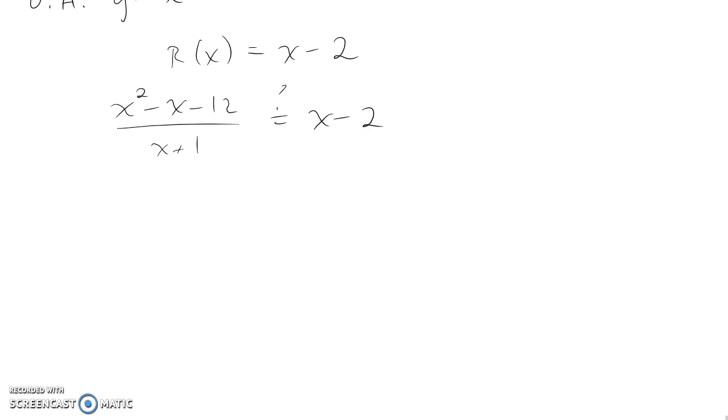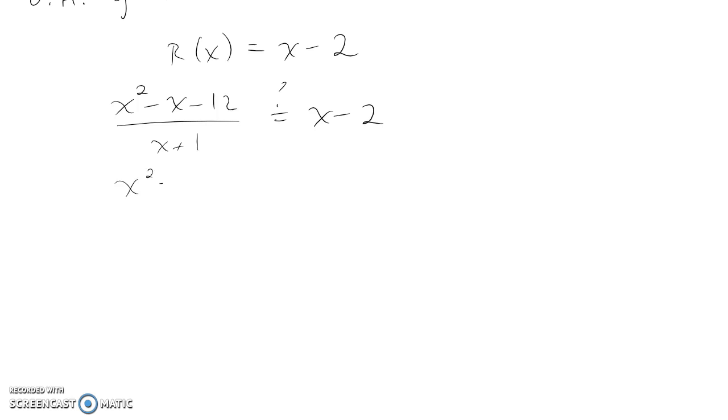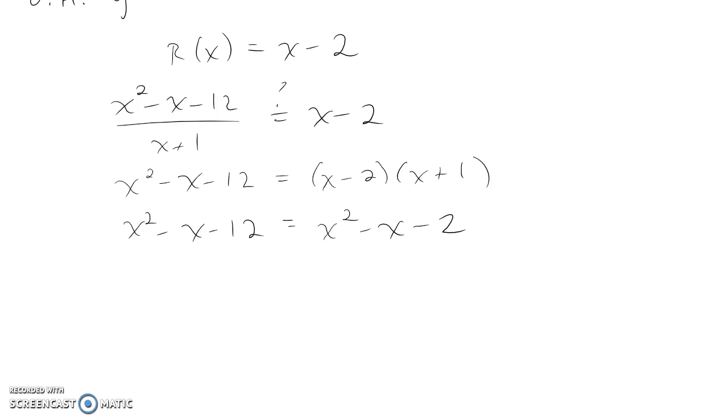Alright, so let's go ahead and solve this. If I multiply both sides by x plus 1, on the left-hand side I'm left with x squared minus x minus 12, and on the right-hand side I can multiply these out to get x squared minus x minus 2. I can subtract x squared from both sides and then also add x to both sides. Look what ends up happening. I get negative 12 equals negative 2. This is not a true equation. There's no solution to this equation.